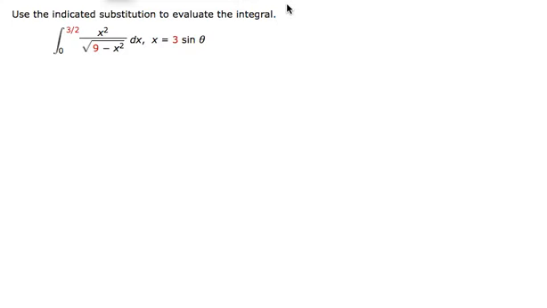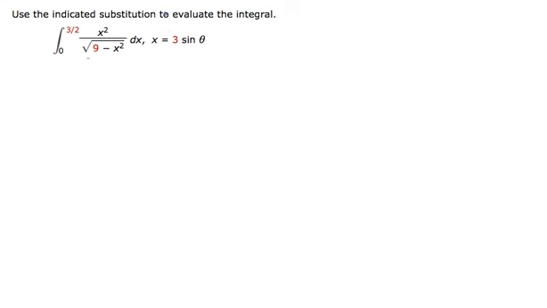Okay, in this problem we want to find the integral from 0 to 3/2 of x squared over the square root of 9 minus x squared. And we're going to do this by using a trig substitution, and we're actually given it in this one, although you should be able to figure that out if you weren't given that, because this has a form of a squared minus x squared, where a is 3.